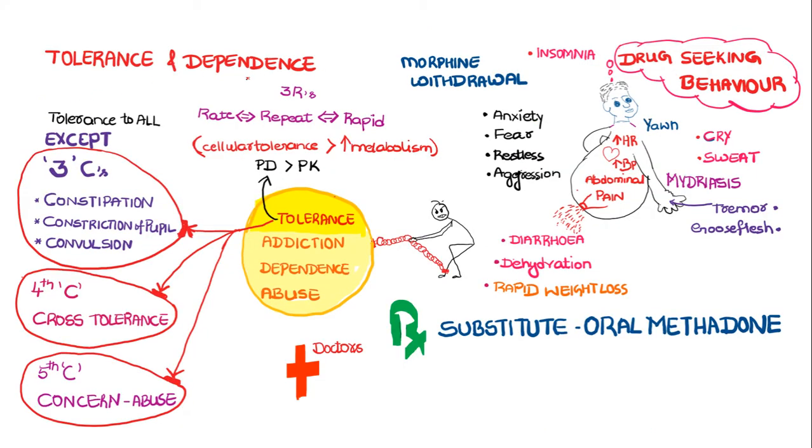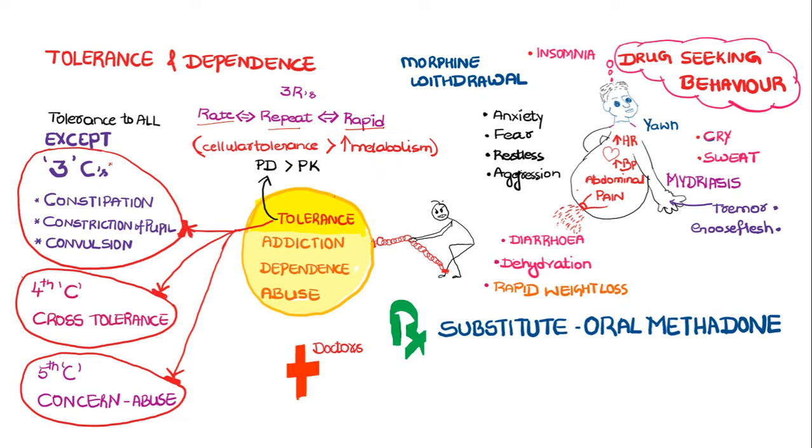Coming to tolerance and dependence, morphine produces a high degree of tolerance when it is taken repeatedly. The rate of development of tolerance depends on the dose as well as the interval at which it is repeated, and if large doses are injected, it will induce tolerance very rapidly. What is the reason for development of tolerance? It is partly due to a pharmacokinetic mechanism, and mainly due to pharmacodynamic action. So it produces more cellular tolerance than increased metabolism.